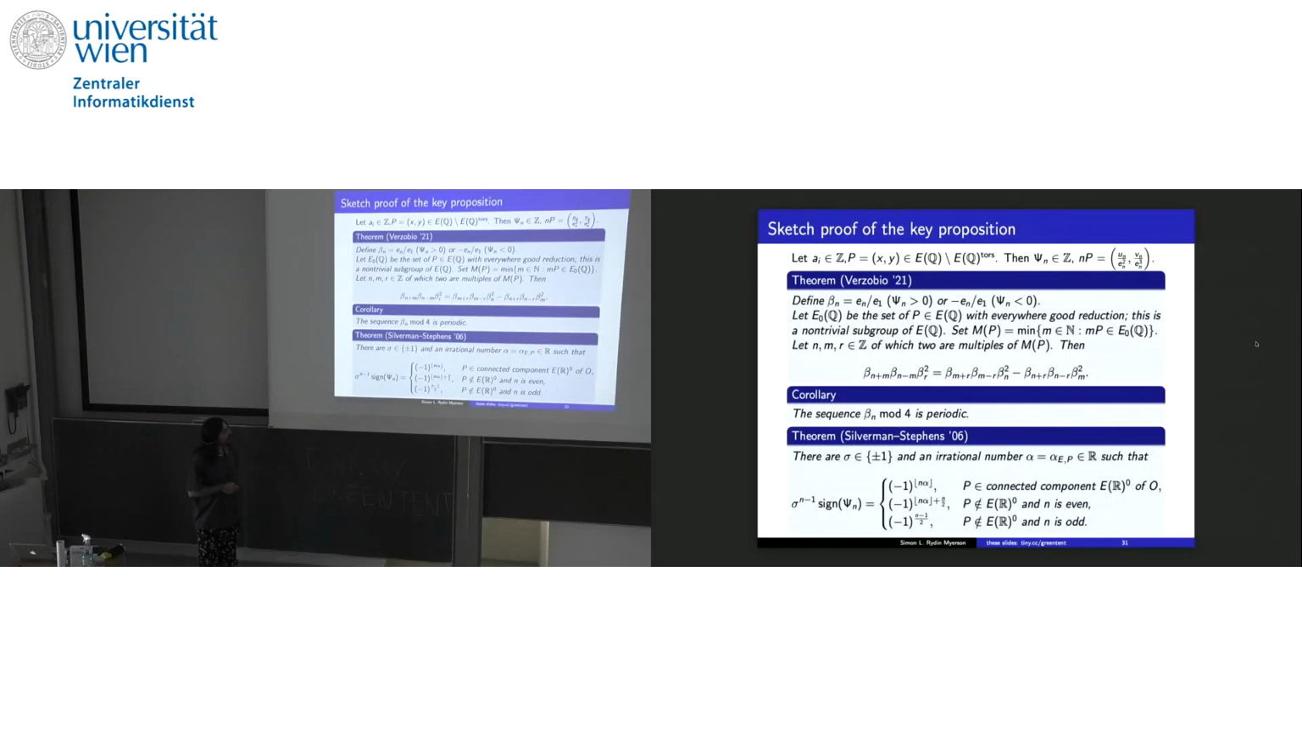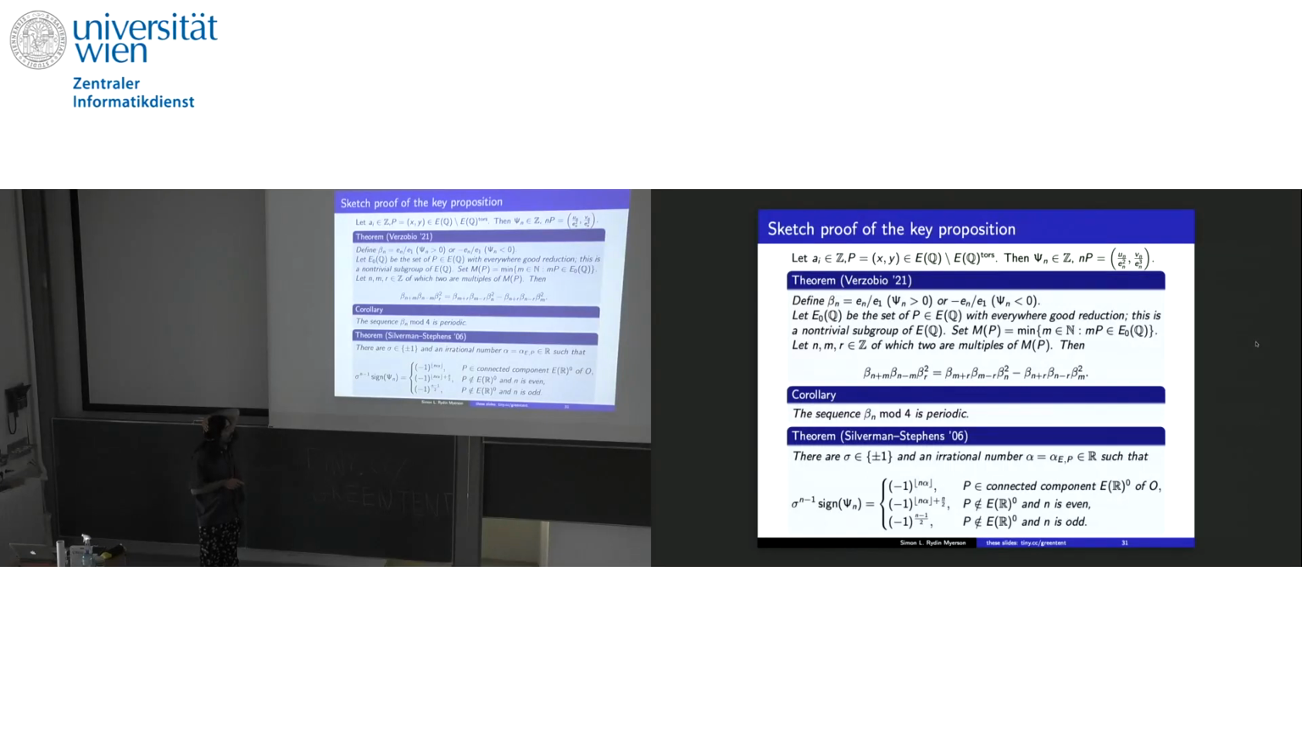So these are given by a theorem of Silverman and Stevens. Sigma here is some mysterious sign. It's plus or minus 1. Sign here is plus 1 if this thing's positive, minus 1 if it's negative. And this thing is the floor function, the greatest integer which is at most this thing.